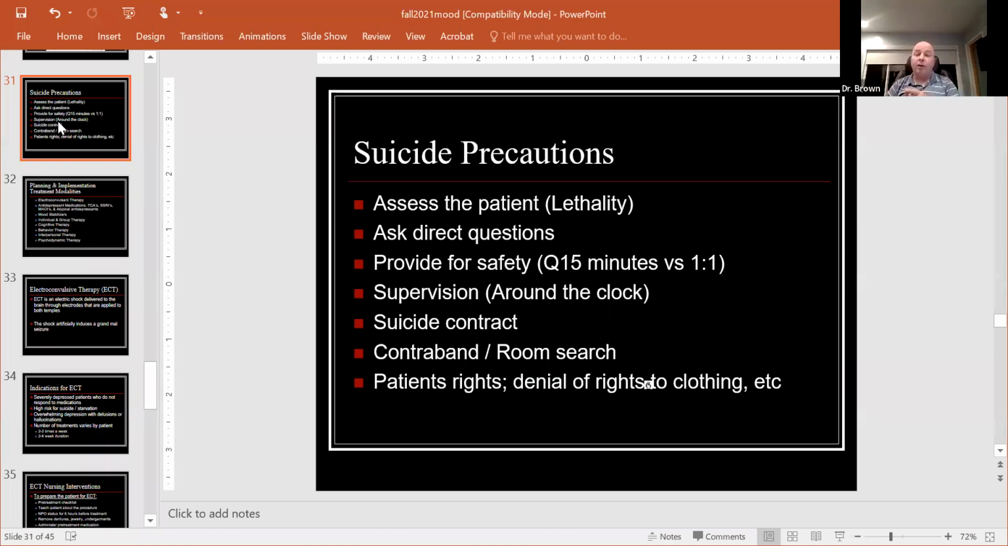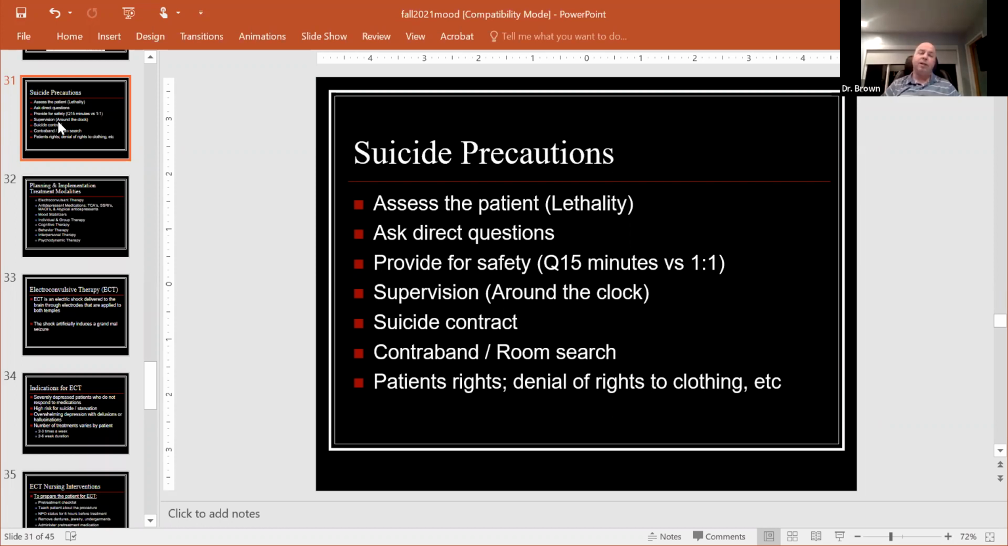Okay. So again, on the unit, if you ever have a patient tell you that they're suicidal, you need to come and get me. So we'll assess the lethality on the unit. They don't have access to a lot. Okay. You ask direct questions. Are you feeling like killing yourself? Okay. While you're on the unit, if you have these thoughts, do you feel comfortable speaking to me? Okay. You want to provide for safety, Q 15-minute checks, a lot of times 1-to-1. On our unit, they're Q 10-minute checks. You guys as students are not allowed to do the 10-minute checks, okay? Supervised 24 hours a day.